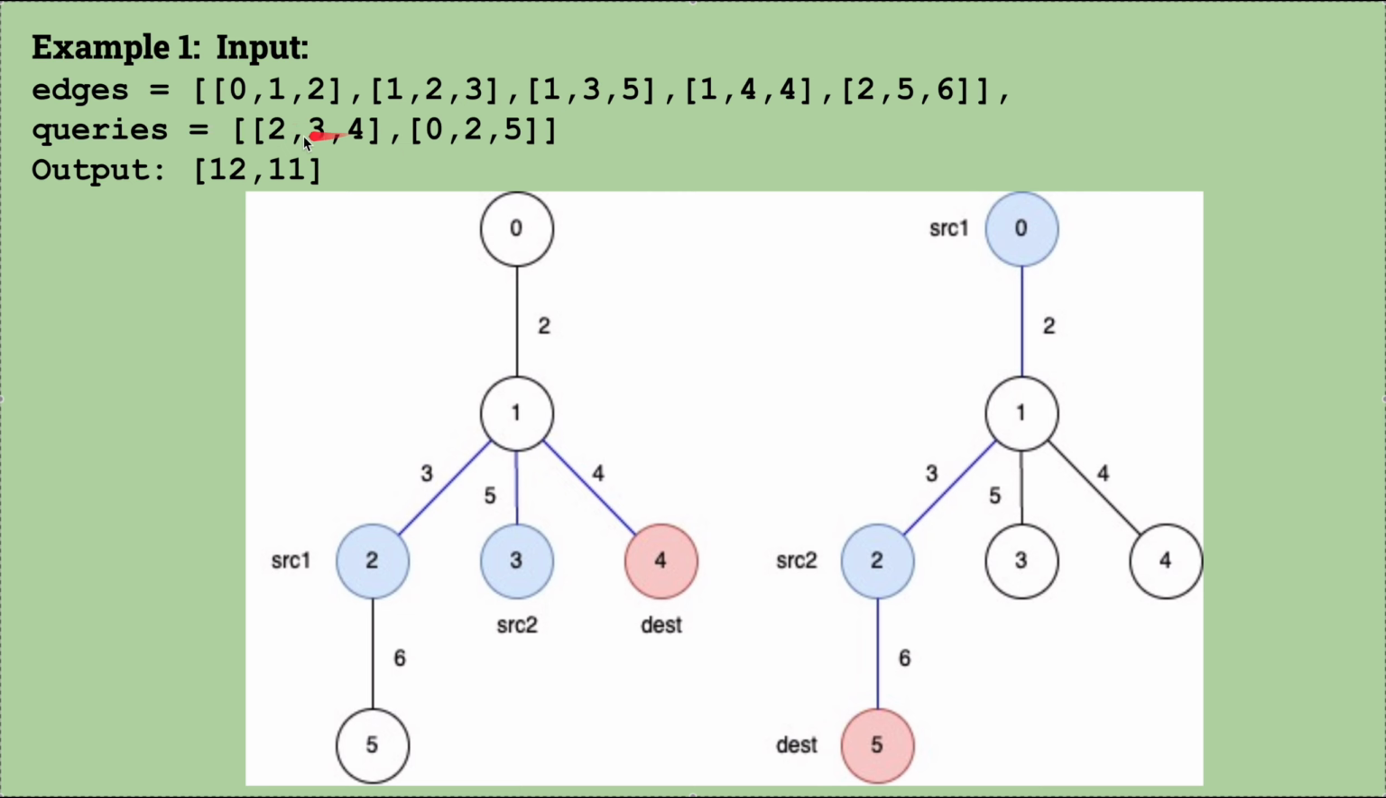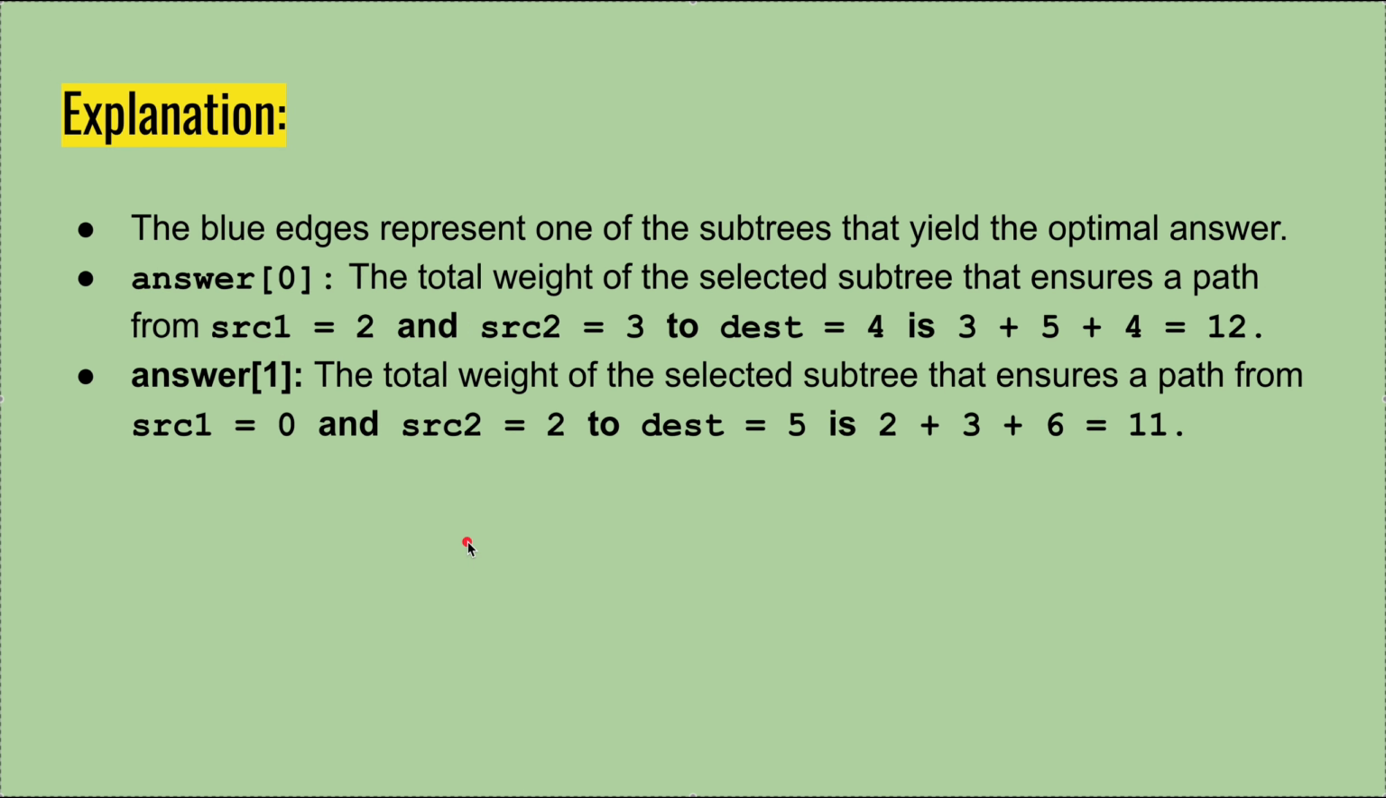So from 2 to 3 is 4, and 0 to 4 is 5, right? So you have to calculate this. So how you're going to calculate this, let's understand. So the blue edges represent one of the subtrees that yield the optimal answer, right? So answer at 0 means the total weight of the selected subtree ensuring a path from source 1, which is 1, source 2, which is 3, to the destination 4. And if we do 3 plus 5 plus 4, what will it come to? 9 and 3 is 12, total 12.